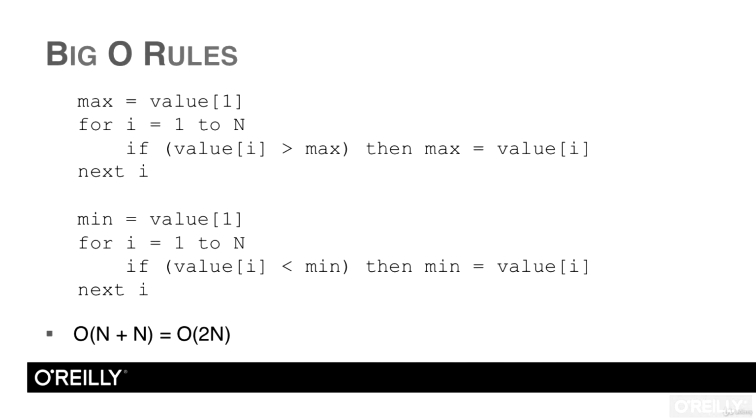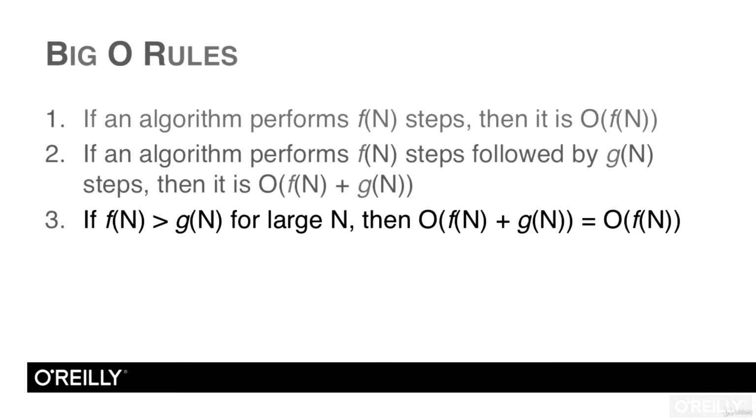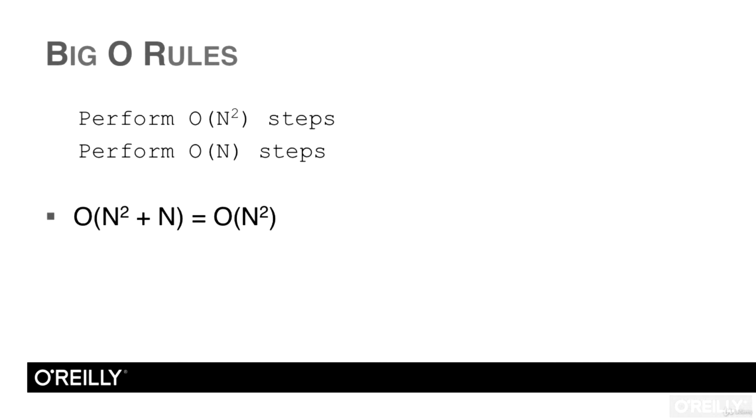The third rule says, if the function f is larger than the function g for large problems, then you can simplify f plus g to be just f. Basically, this says you can round up. Because f is larger than g, eventually the function f will dominate the runtime, so you could ignore g. For example, suppose an algorithm performs order n squared steps, followed by order n more steps. The function n squared is bigger than the function n for large n, so this algorithm's performance is order n squared.